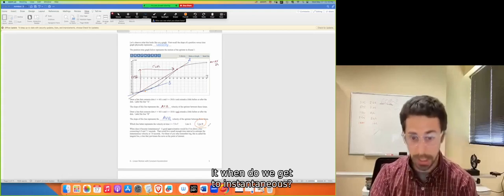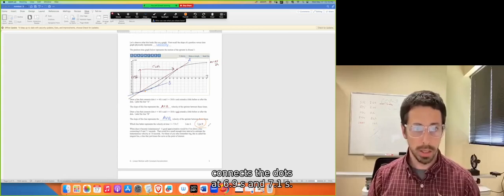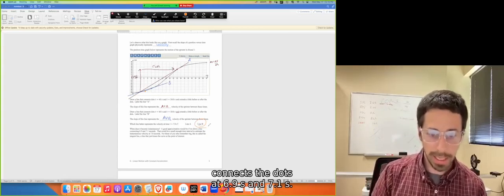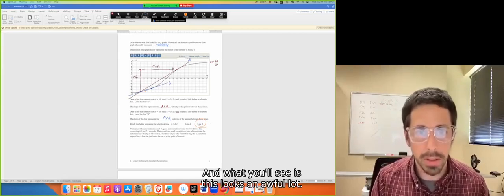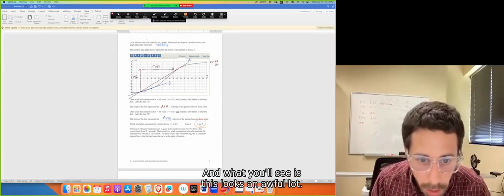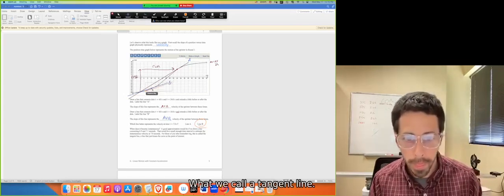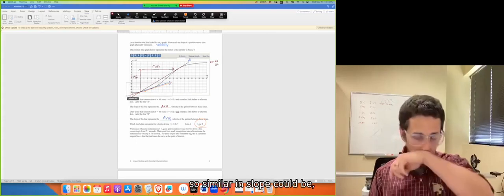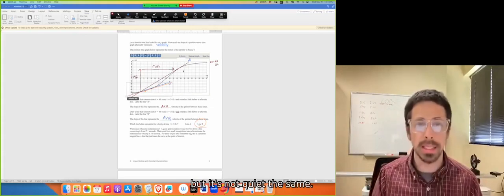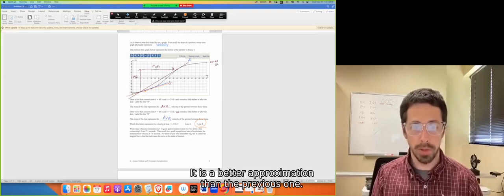When do we get to instantaneous? A good approximation would be if we drew a line that connects the dots at 6.9 seconds and 7.1 seconds. And what you'll see is this looks an awful lot like what we call a tangent line. Notice the graph is oh so similar in slope to B, but it's not quite the same. It is a better approximation than the previous one.